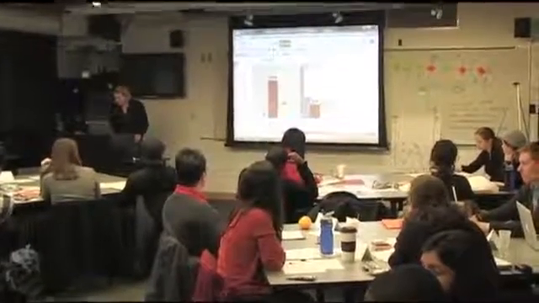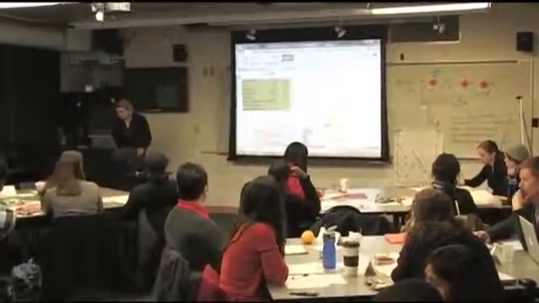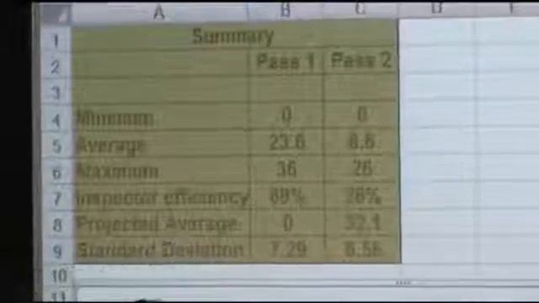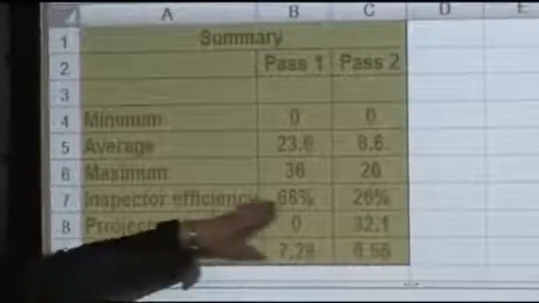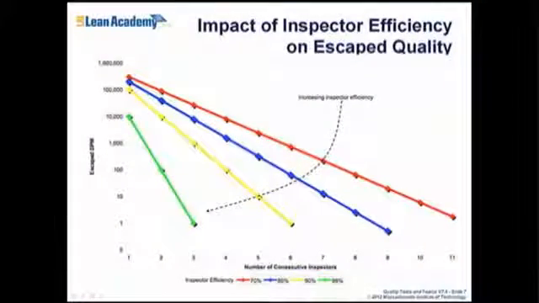All right, so now let's go ahead and look at our summaries here. Our inspector efficiency is running around 68%. Let's take that inspector efficiency and return back to our graphs here. There's our inspection exercise. This is a graph that shows you the impact of inspector efficiency on escaped quality.